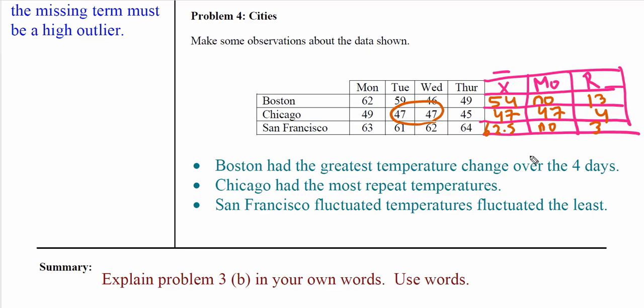Consider then, looking at these numbers, that Boston had the greatest temperature change over the 4-day period, right? It changed by 13 degrees. That's pretty substantial. It's noticeable. Chicago had the most days with the repeating temperature. That's because of its mode, right? And San Francisco ends up having less temperature fluctuation, so it's pretty predictable. You usually see that with your coastal cities, your beach cities. You're going to have that kind of consistent temperature.